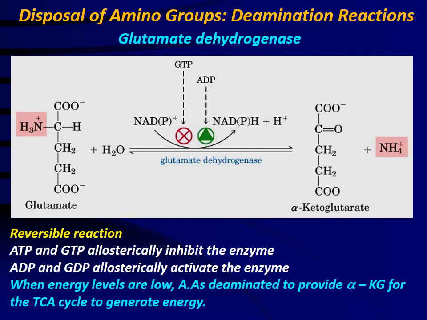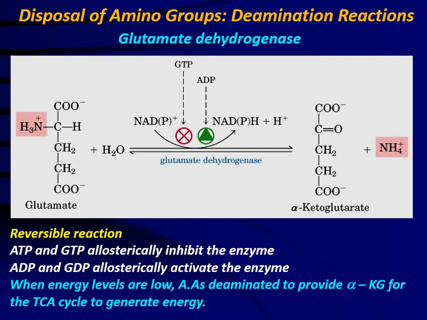Disposal of amino group: deamination reactions. Glutamate dehydrogenase. Glutamate, in the presence of glutamate dehydrogenase, undergoes an oxidative deamination reaction to produce alpha-ketoglutarate. In this reaction, glutamate is oxidized and an amino group is removed from glutamate. Thus, it is known as oxidative deamination. This reaction is also reversible.